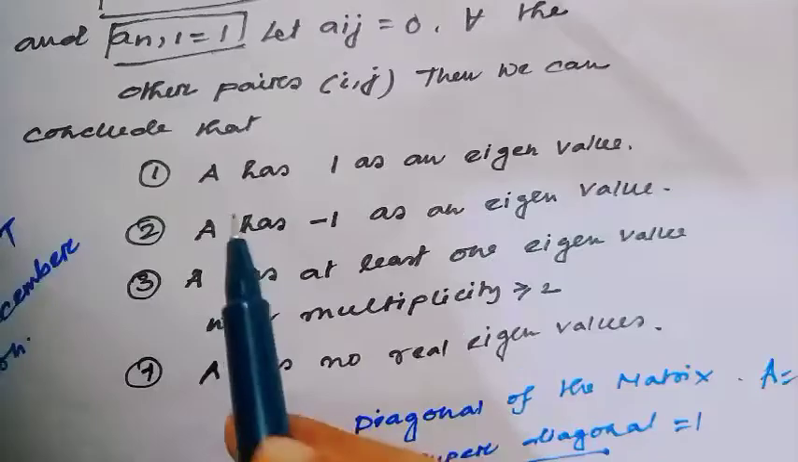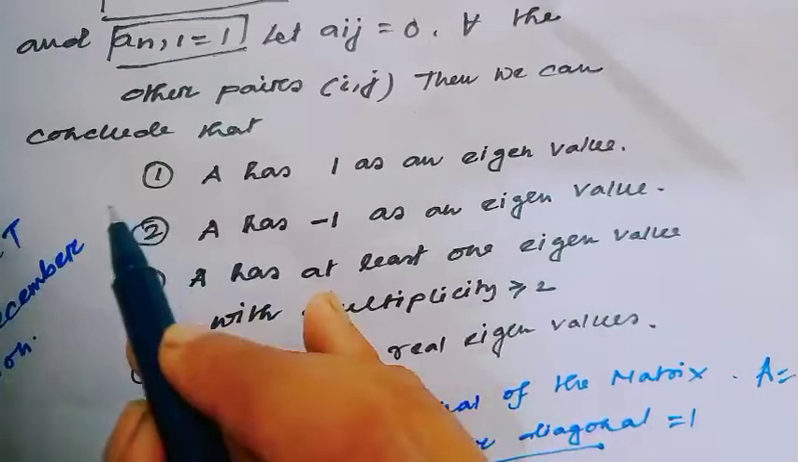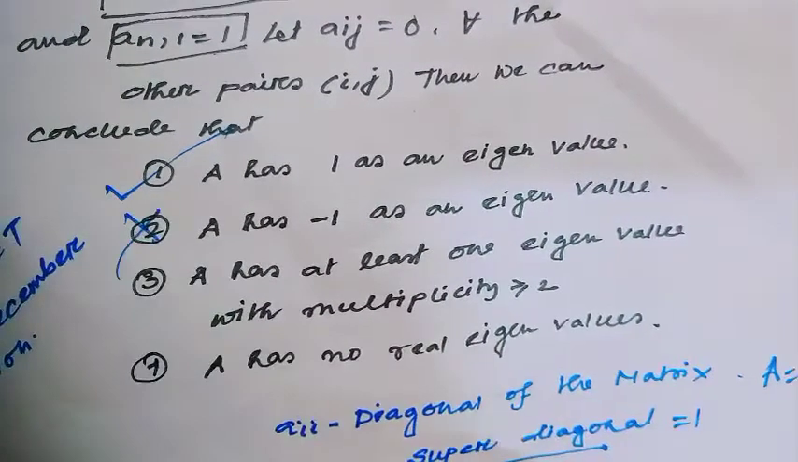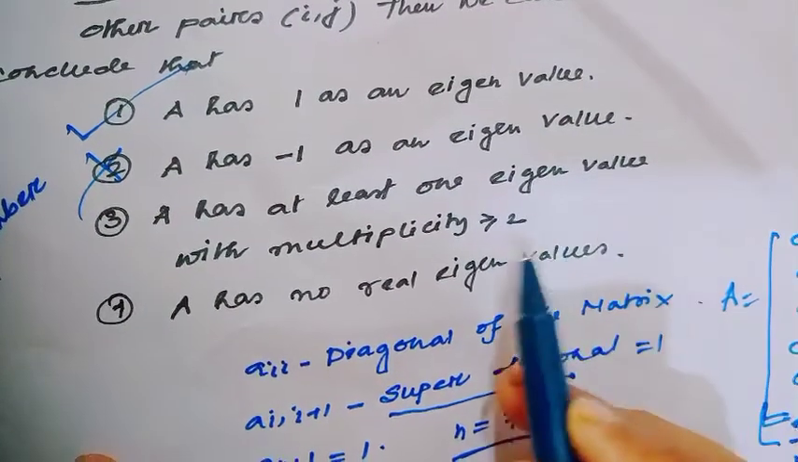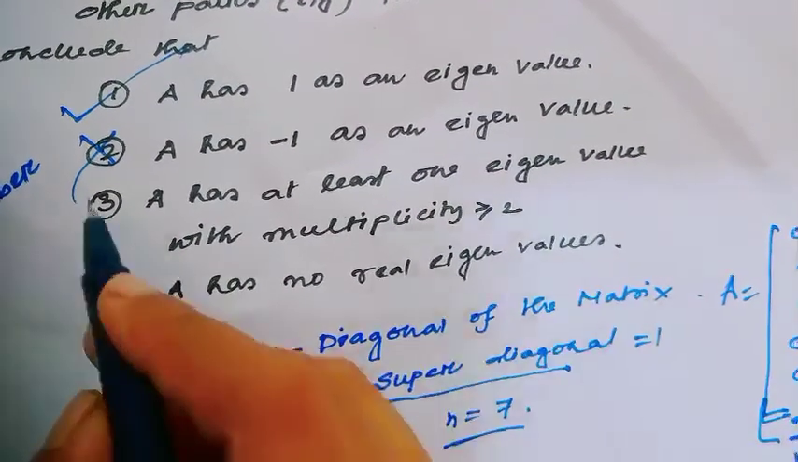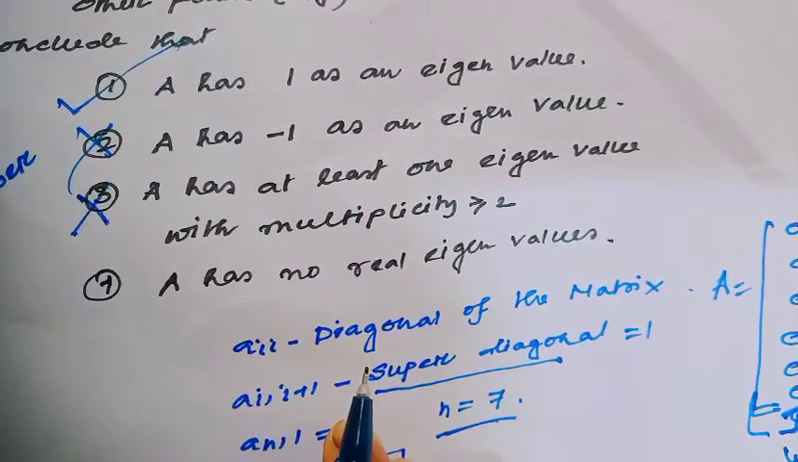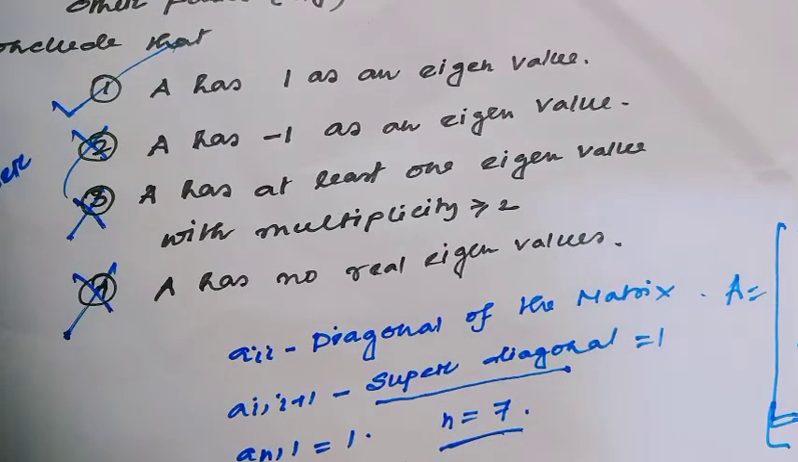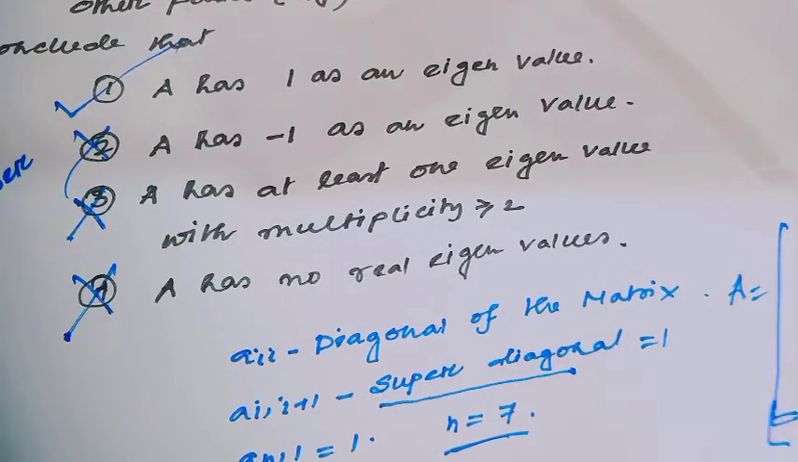Therefore option 1, which says A has 1 as an eigenvalue, is the right option. A has minus 1 as an eigenvalue is a wrong option. Option 3, A has at least one eigenvalue with multiplicity greater than or equal to 2, is also a wrong option, because here all eigenvalues have multiplicity 1. A has no real eigenvalue is also a wrong option, because there is one real eigenvalue, which is 1. Are you getting the option?